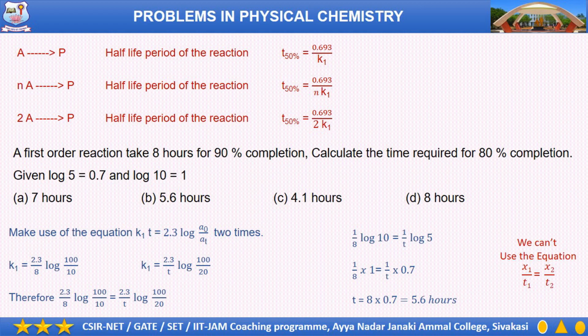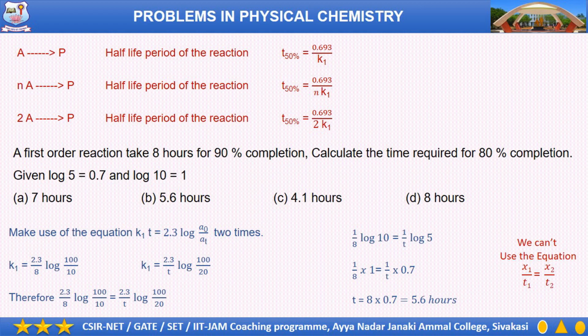This should also be equal to 2.3, and what is the time required for 80% conversion? Therefore, the time required we put as x, into log of 100 by the amount left. But 80 is the amount converted, the remaining is 20. Therefore, if you make use of it, 2.3, 2.3 cancel. Therefore, 1 by 8 into log 10 is equal to 1 by x into log 5.